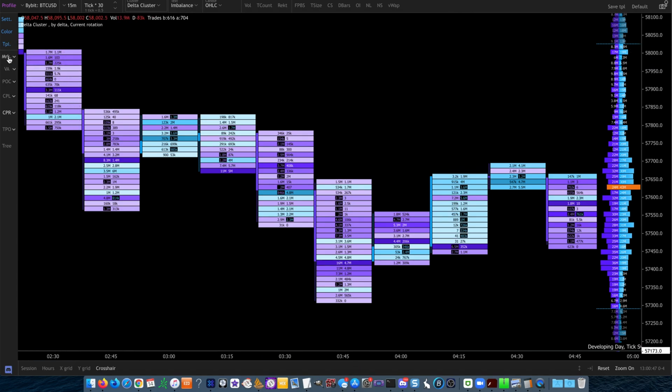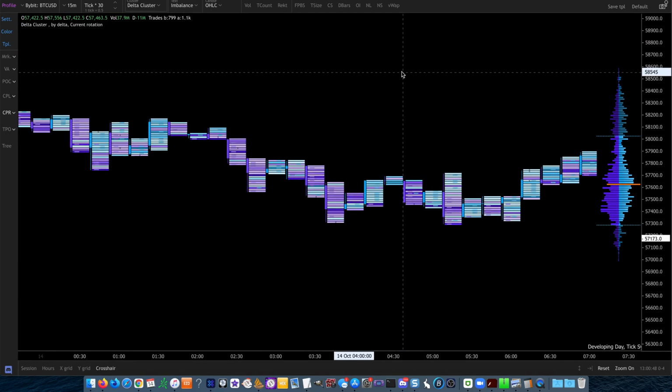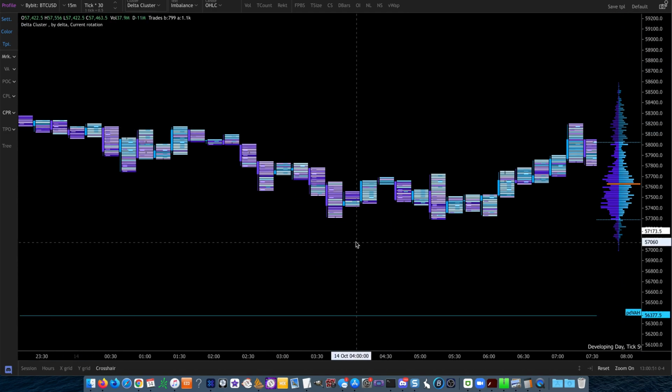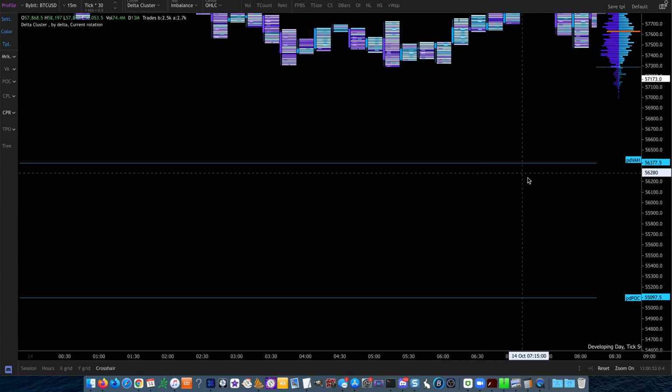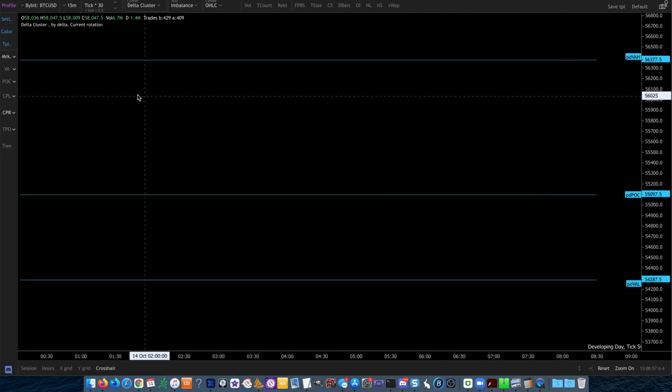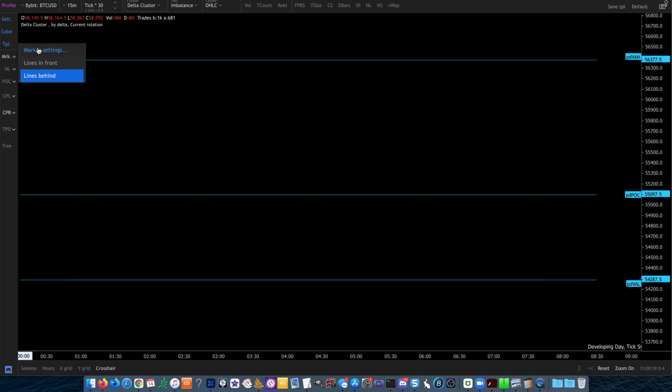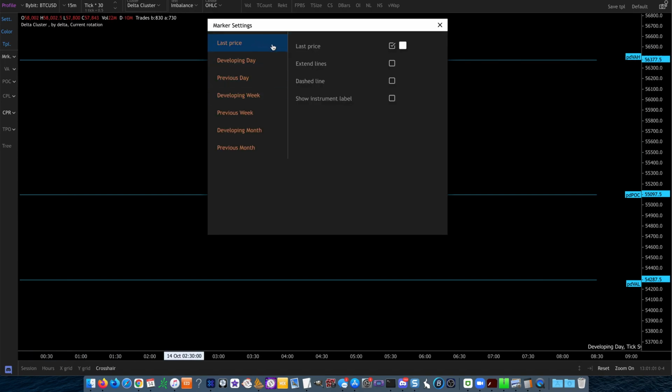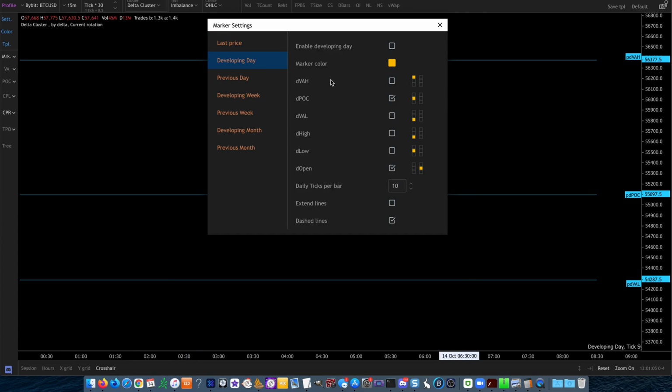Mark right here is giving us, basically, you can set up what little things you want to see on your chart. So for me, I have the previous day value area high, previous day point of control, the previous day value area low. You can click this right here and go to marker settings and decide what you want. So for the developing day, we could turn that on and we could see the daily high, the daily point of control, the daily value area low. We can go to yesterday, right? Turn this stuff on and off.